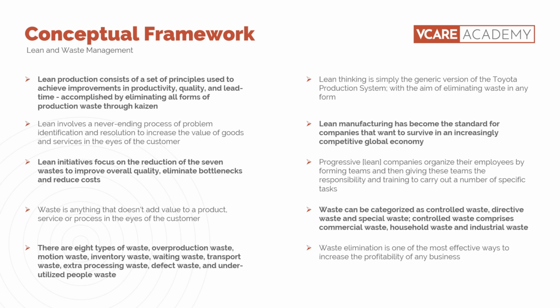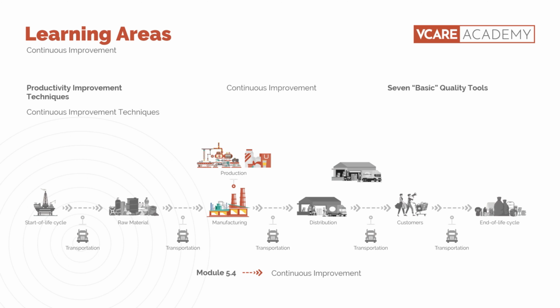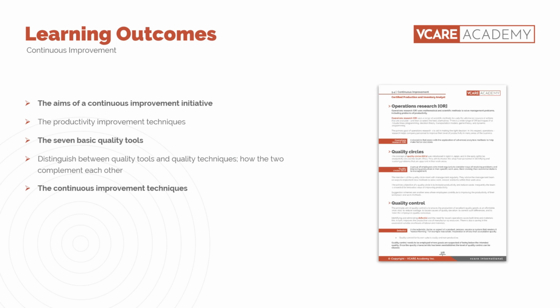Module 5.4, continuous improvement, and this is the last module, productivity improvement technique. We'll talk about continuous improvement, and then we're going to go through the 7 basic quality tools and then complete with continuous improvement techniques. So looking at the learning outcomes: continuous improvement initiative, productivity improvement techniques, the 7 basic quality tools, and distinguish between quality tools and quality techniques, and explain that the two complement each other. And then last, continuous improvement techniques, and giving the conceptual framework in this module.